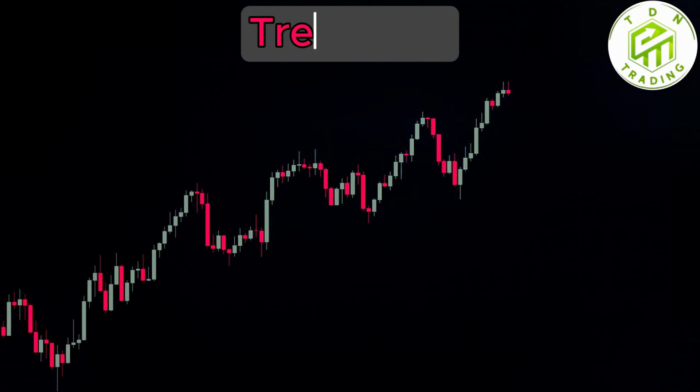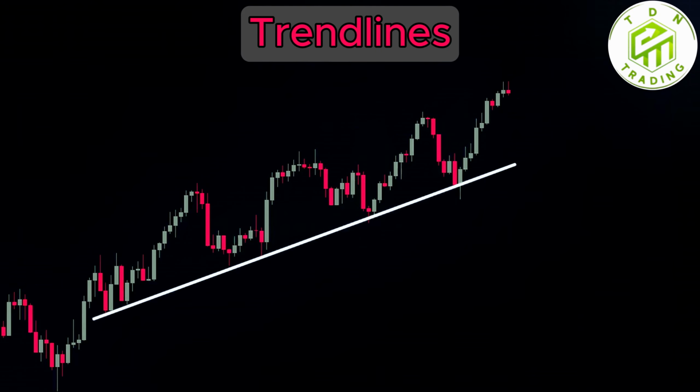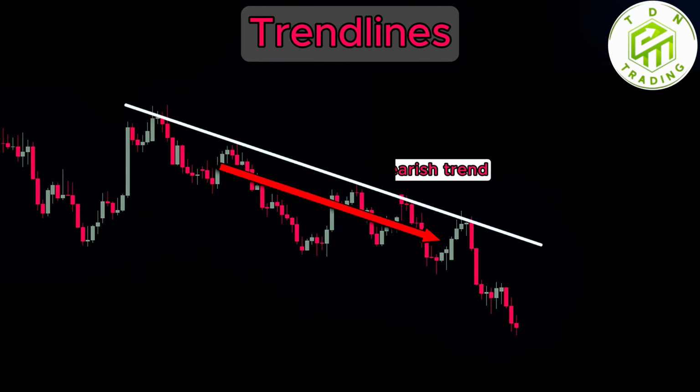Trend lines. Trend lines are key levels that form diagonally during a trending market. You can use trend lines to identify the overall direction of the price. Upwards trend line means bullish, downwards trend line means bearish.